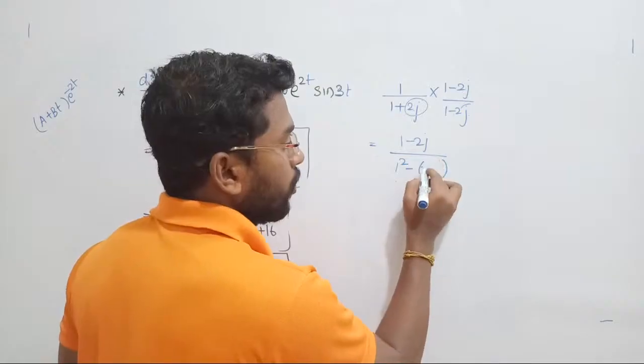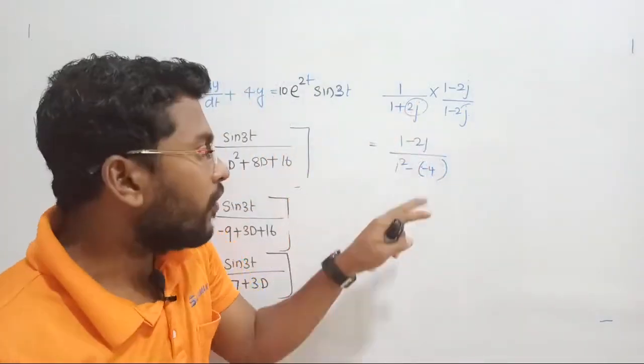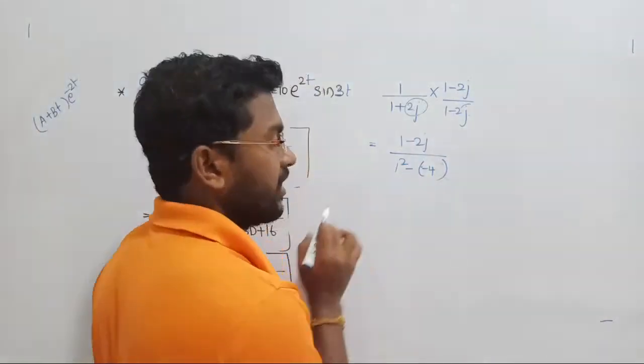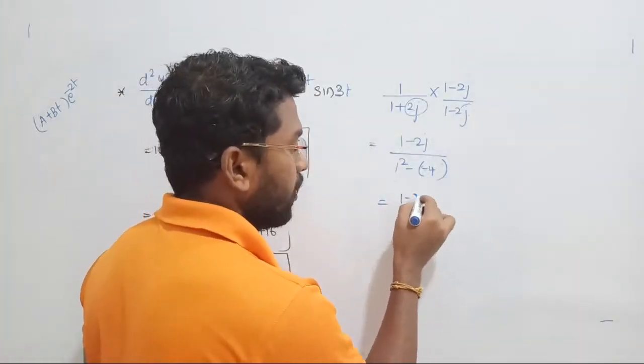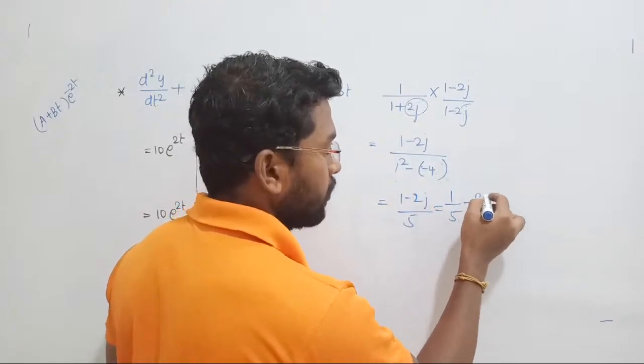ஏன் minus 4 வரணும்? Why? Because j வை ஸ்கொயர் பண்ணும்போது ஒரு minus 1 வரும்ல. Formula-la a square minus b square, right, such that minus into minus will become plus, 4 plus 1 will become 5, so 1 minus 2j by 5. இப்போ break பண்ணுங்க, happily you can break 1 by 5 minus 2j by 5.